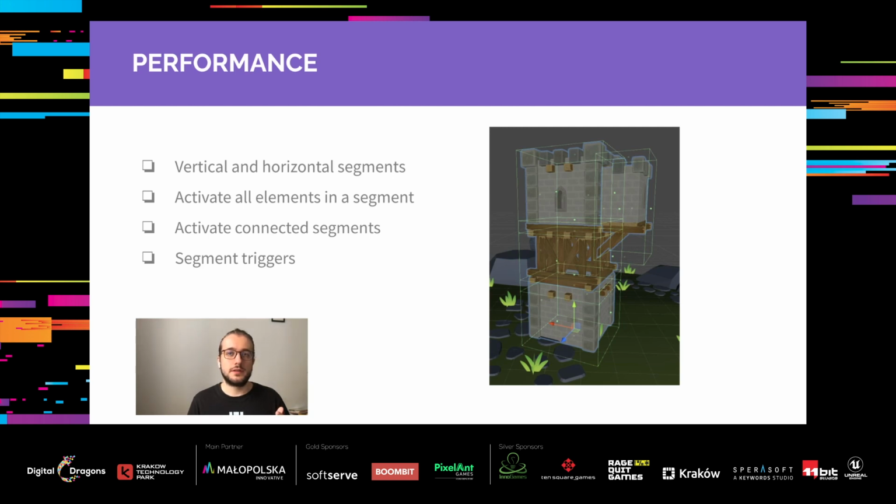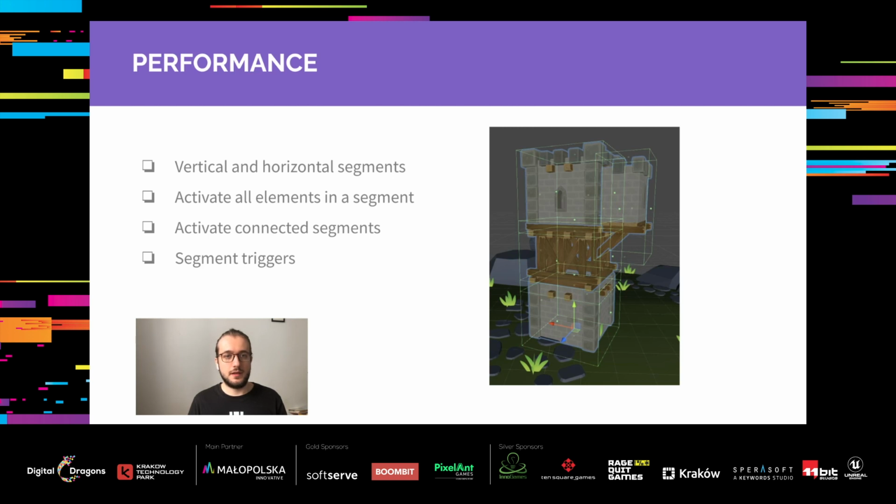So when we activated an element, an object inside a segment, the whole segment would activate so that the whole tower could collapse. Also, when the lower segment was activated, the higher segment was activated also. The same goes with the side segments, so the horizontal segments.